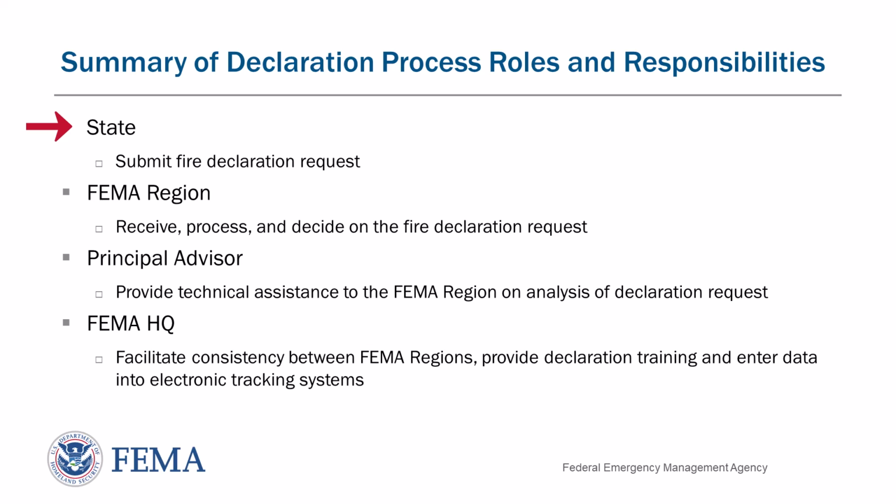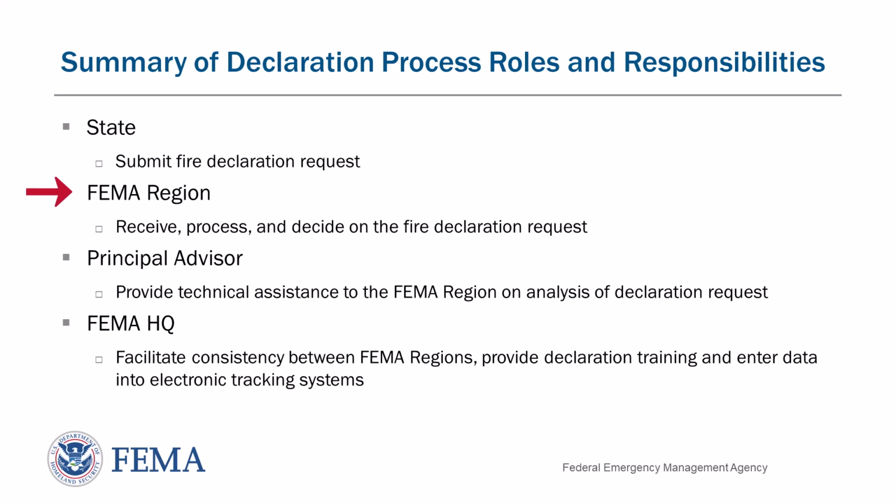The governor or GAR is responsible for submitting a fire declaration request. The request should be submitted by telephone to the regional FMAG staff. Following a phone request, the governor or GAR must complete the request for Fire Management Assistant Declaration form and submit it to the Regional Administrator no later than 14 days after the date of the initial phone request.